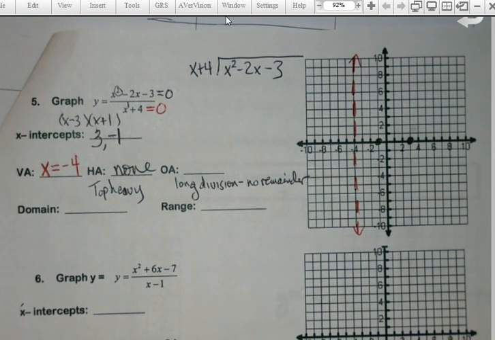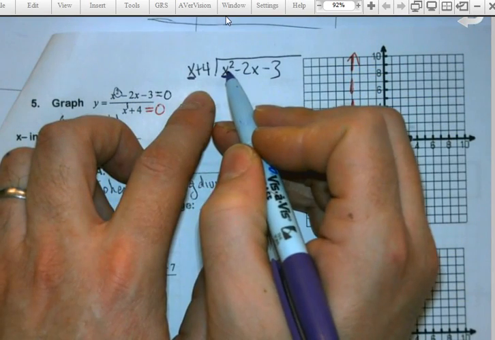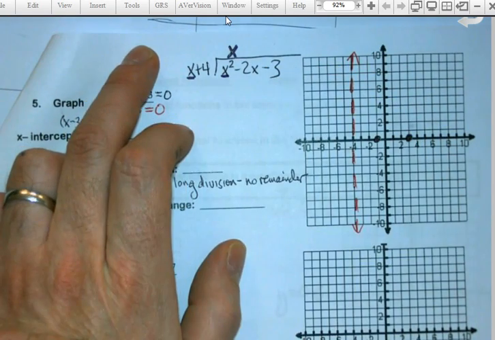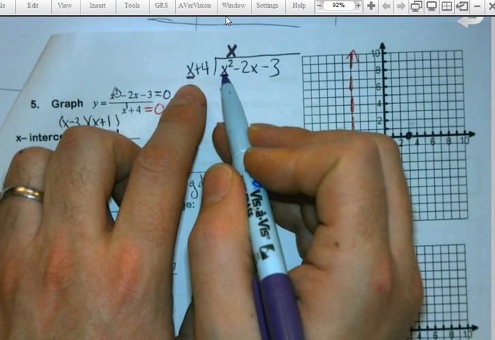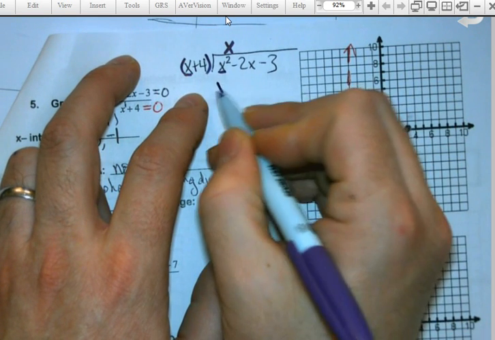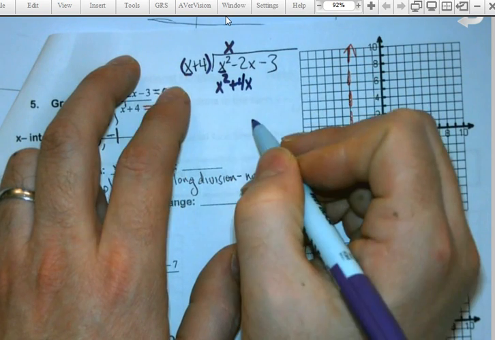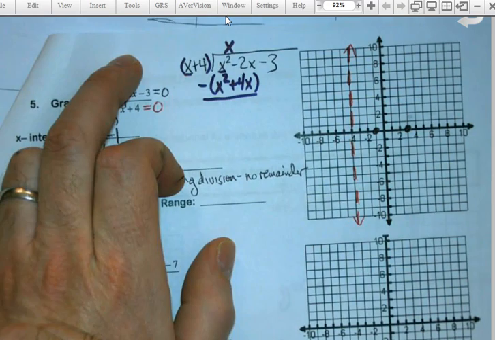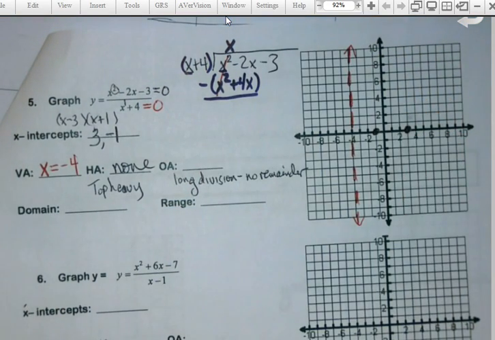Here's how it works. First term into first term. How many times does x go into x squared? Or x times what gets me x squared? X. Okay, we're just looking at the first terms here. So x times x is x squared. Once I get that, I'm going to multiply the x times the x, 4x, and times the 4. And once I've distributed that through, we're going to subtract those values, because my whole goal here is to eliminate that first term.